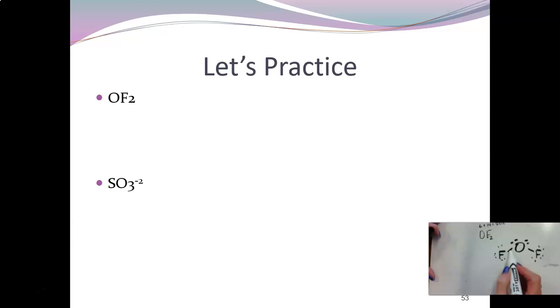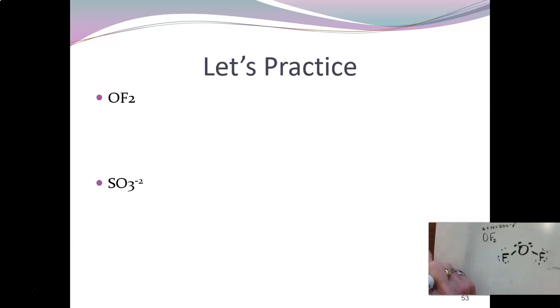2, 4, 6, 8, so fluorine's good. 2, 4, 6, 8, oxygen's good. 2, 4, 6, 8, fluorine's good. Check to see if we have 20 electrons. 2, 4, 6, 8, 10, 12, 14, 16, 18, 20. There we go. Check. 20 electrons.